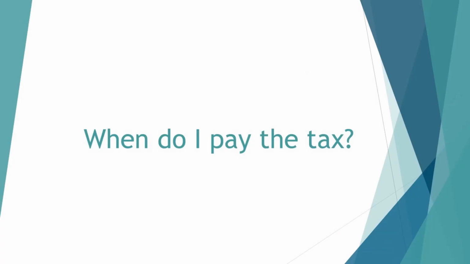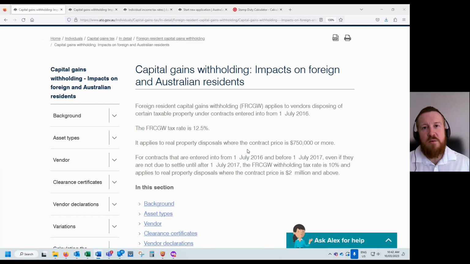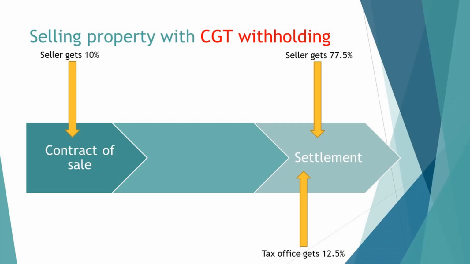So the way that property transactions work in Australia is that you have a contract date at which time the buyer will pay a 10% deposit, and then there'll be a settlement date where they pay the other 90%. And any loans and other debts are cleared before the property is transferred into the new owner's name. So when do you pay the tax? Well, you pay this 12.5% withholding tax at settlement. So your solicitor or conveyancer will take that money out of the sale proceeds you'd otherwise be entitled to.